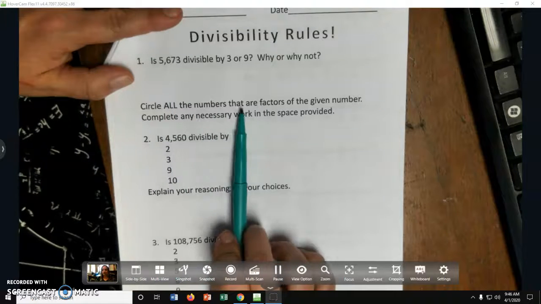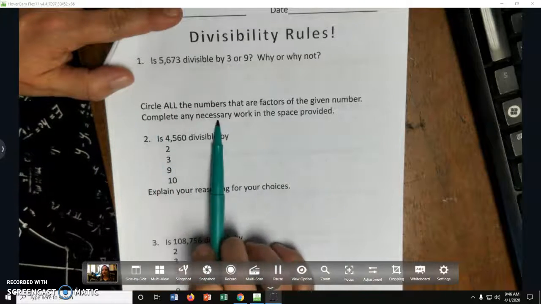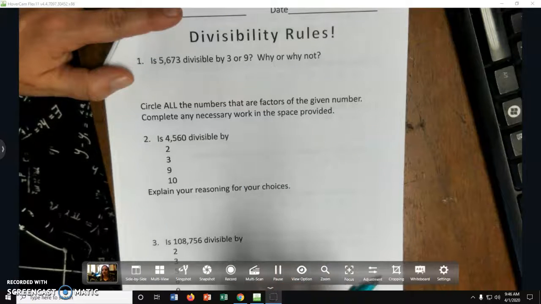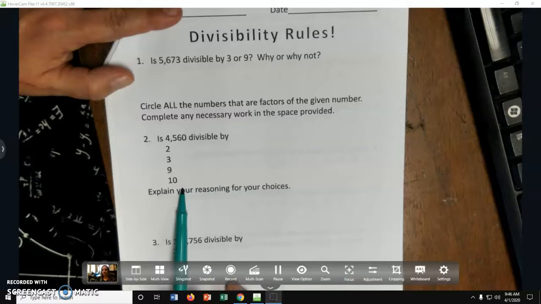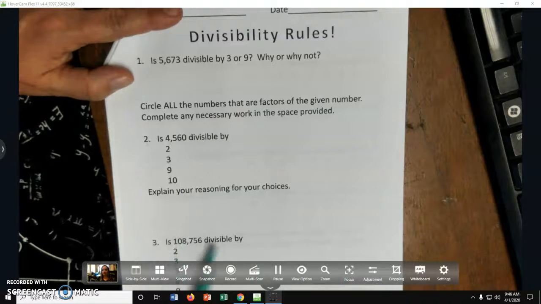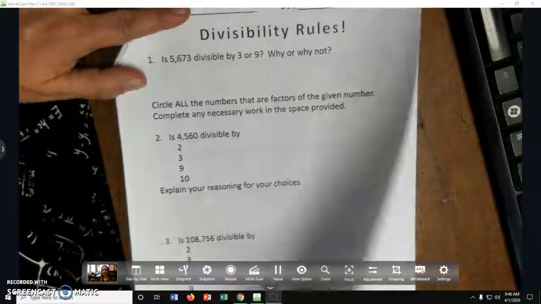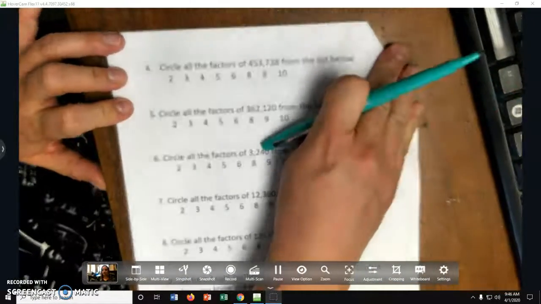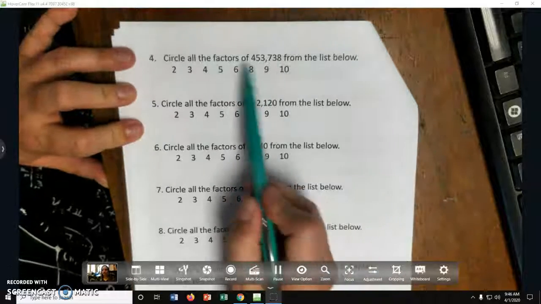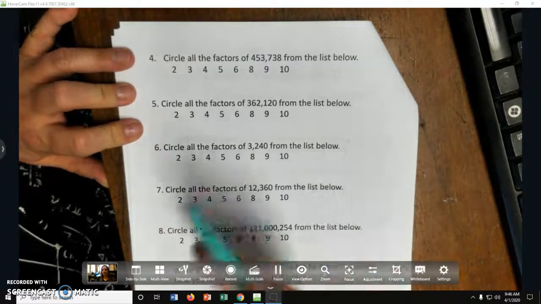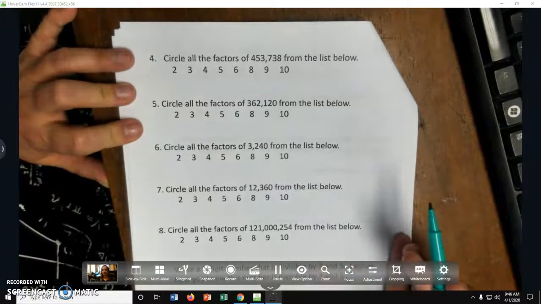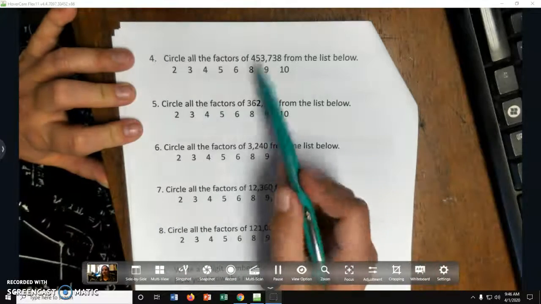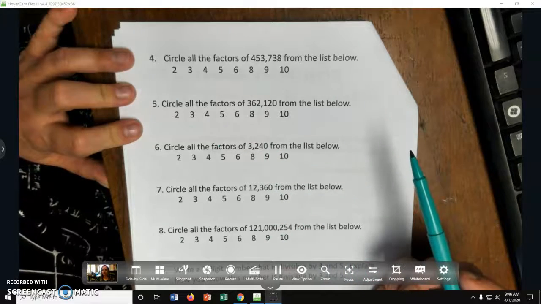Circle all the numbers that are factors of a given number. Complete all necessary work in the space provided. So is this number divisible by each of these? You're going to circle them if they are, and then explain your reasoning. Is this number divisible by each of these? Explain your reasoning. On the back, circle all the factors of this number from the list below. Okay, remember a factor is a number that you're multiplying to get a product. Okay, so same thing, we're talking about divisibility rules.